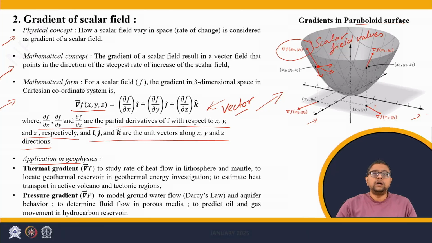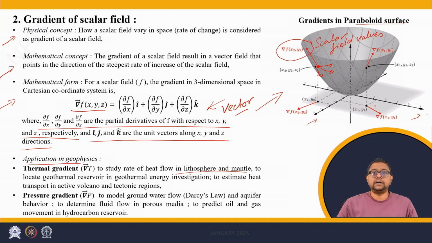Now coming to applications in geophysics. The most prominent applications of scalar fields and its gradient in geophysics occur with respect to the thermal gradient and pressure gradient. The thermal gradient is used to study the rate of heat flow in the lithosphere and mantle.